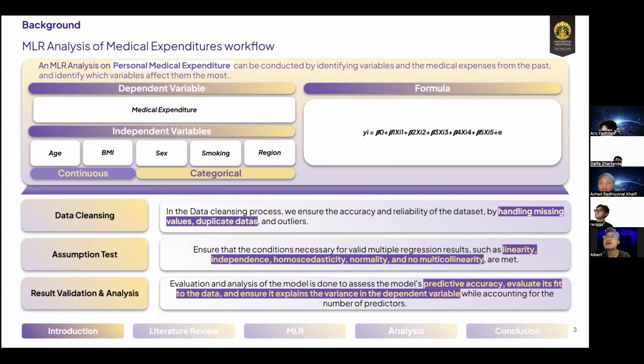Here we assess the model's predictive accuracy, evaluate its fit to the data, and ensure that it explains the variance in the dependent variable while accounting for the number of predictors. Next, please.